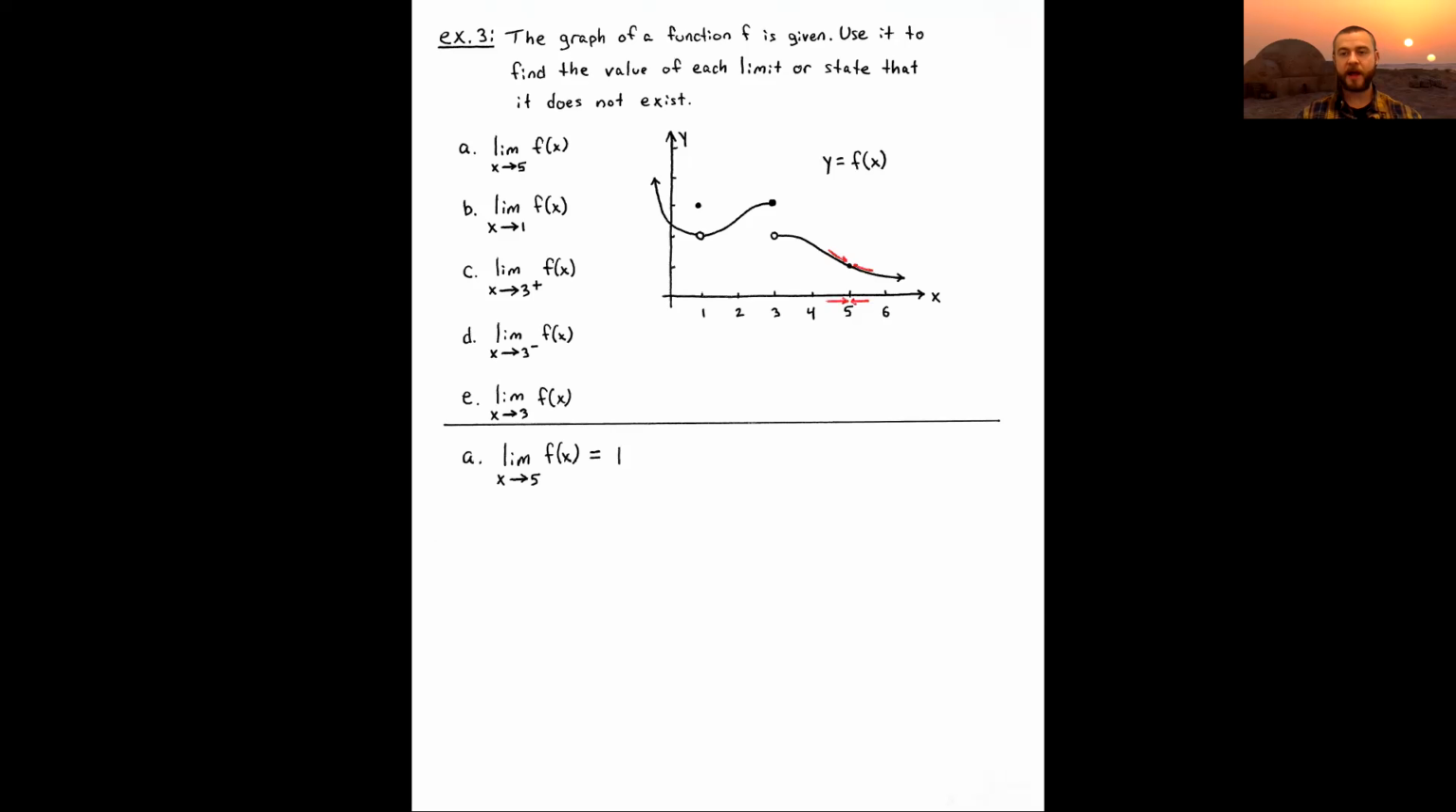So we follow along the graph, and as we get closer to the point with x coordinate 5, it looks like the function or y values are getting close to that point on the graph, (5, 1). So since the function values are getting close to y value 1, we say this function has a limit of 1 as x approaches 5.